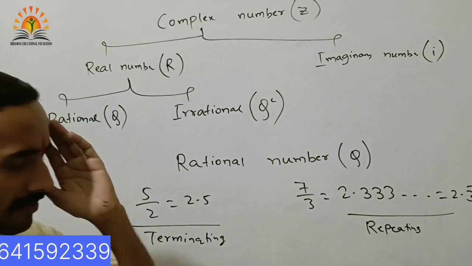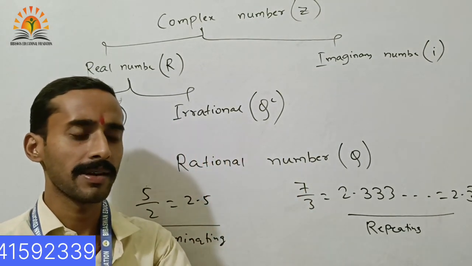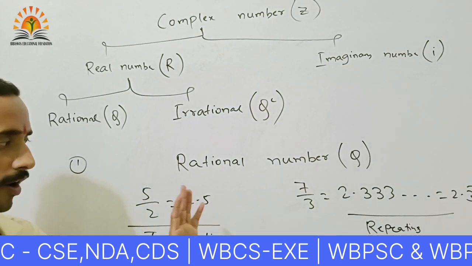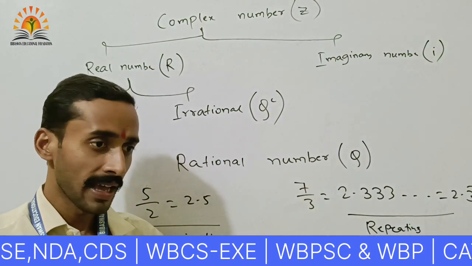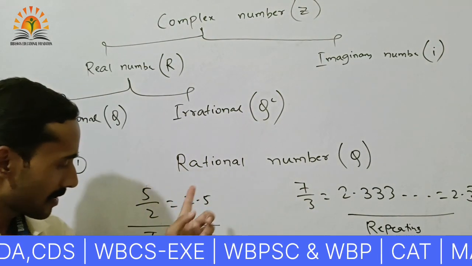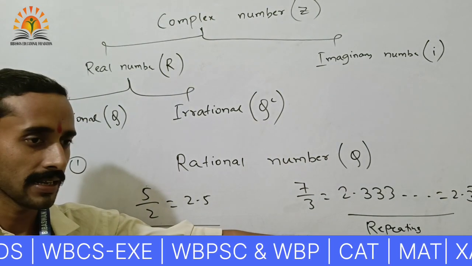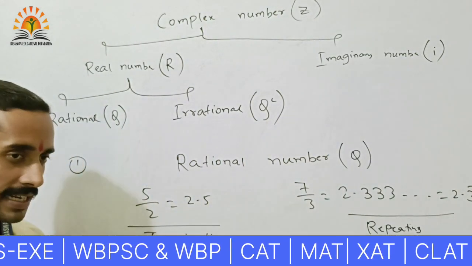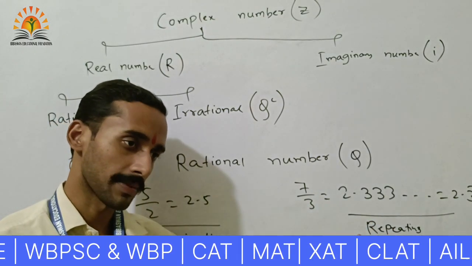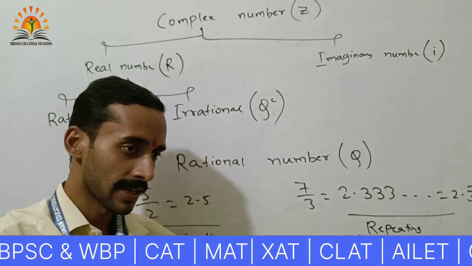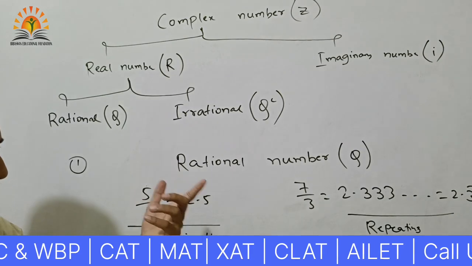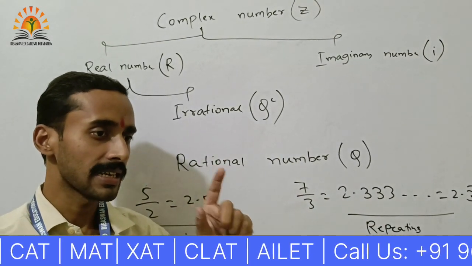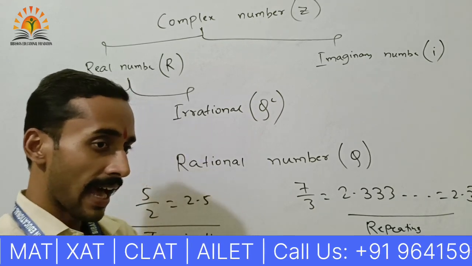Means you think that any rational number can be expressed in the form of terminating or repeating decimal. Okay. But what about a number which is neither terminating nor repeating? Imagine a number that is not terminating and not repeating. Since there is no place for that number in rational numbers, we consider that number as an irrational number.